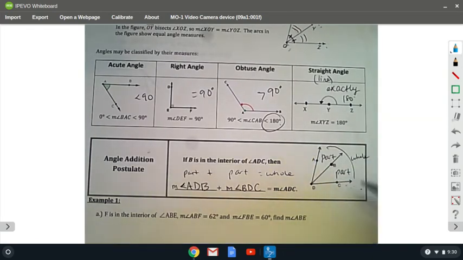So sometimes people get stuck with how to name angles or figure out which angle we're talking about. Use your pencil. A, D, B.